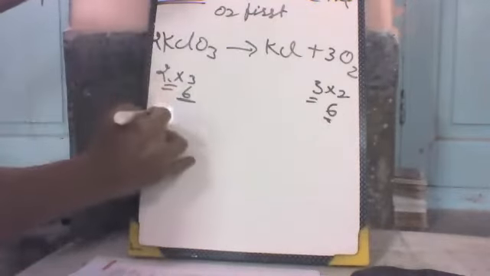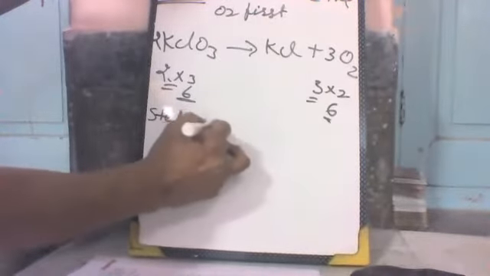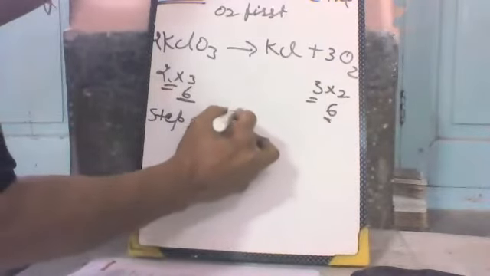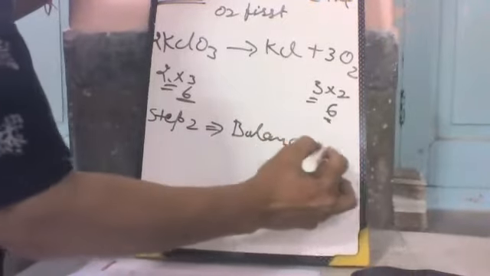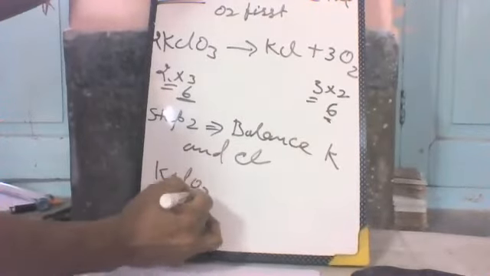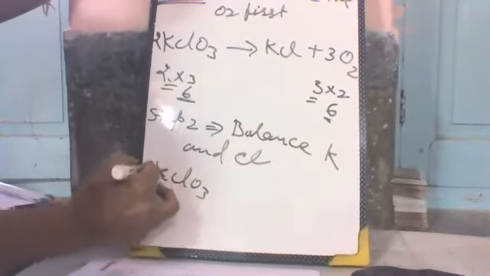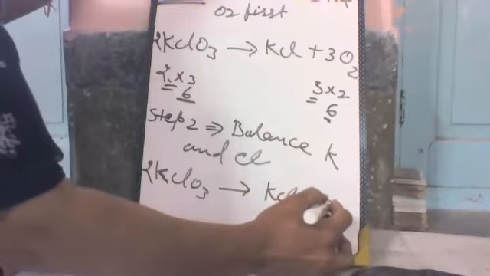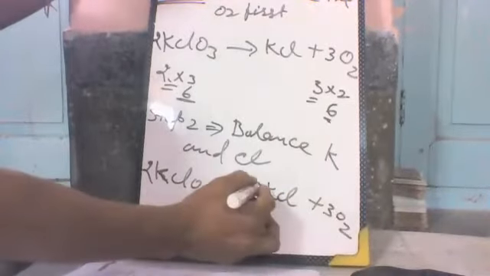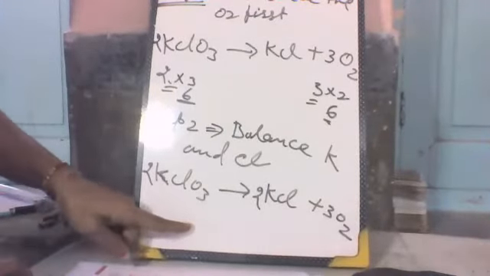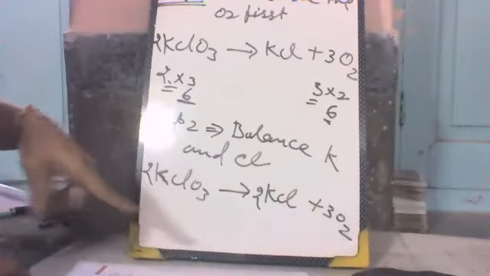Then take the other thing: 2 potassium. Step 2: in this we have to balance the potassium and chlorine. Now balance potassium and chlorine. KClO3 is now 2, so 2 KClO3 gives 2 KCl plus 3 O2. Now the equation is balanced. Thus the equation is balanced.